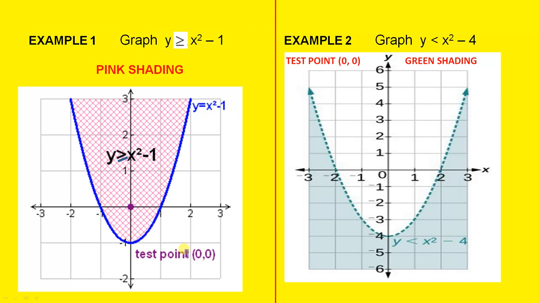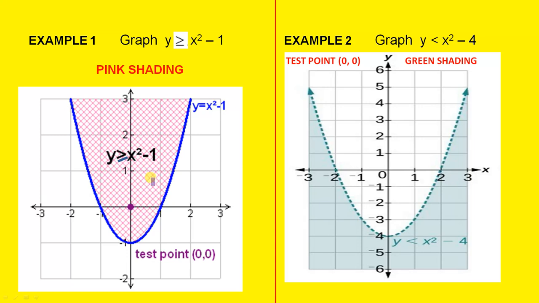Now the way we do it, we pick a point either inside or outside, any point you like. What I like to do is pick the test point 0, 0. Of course, it's so easy to substitute into the given equation. So if we put the point 0, 0 into the inequation, we'll call it, let's see what happens. So we put 0 there, and we put 0 there. We end up with 0 is greater than or equal to minus 1.